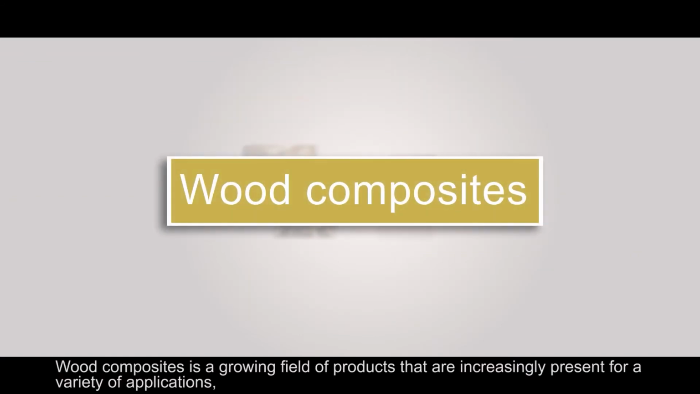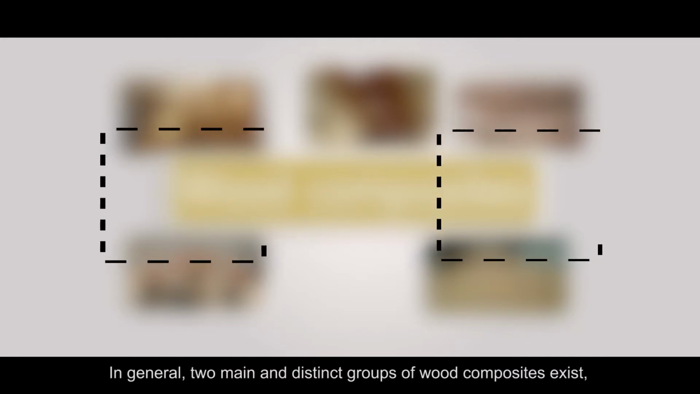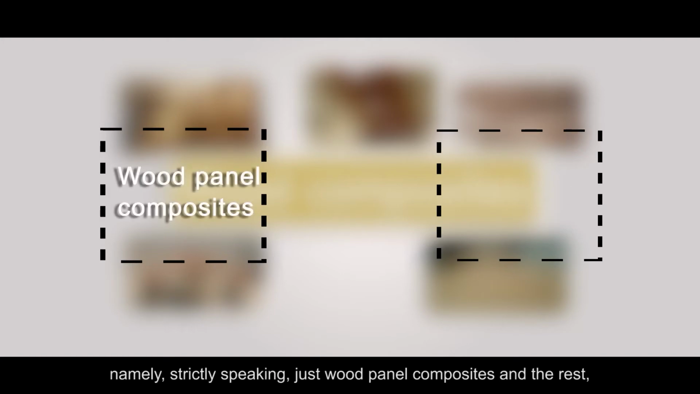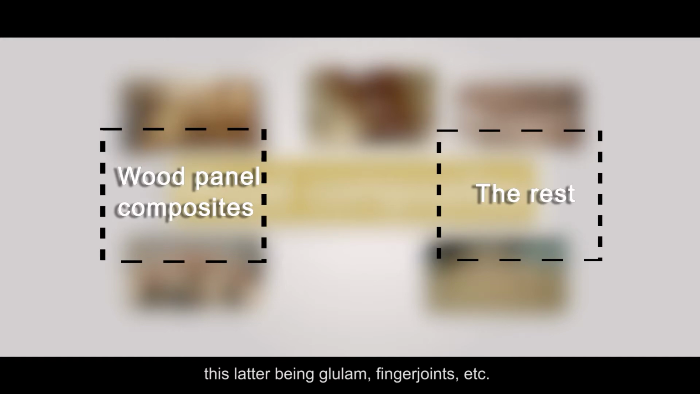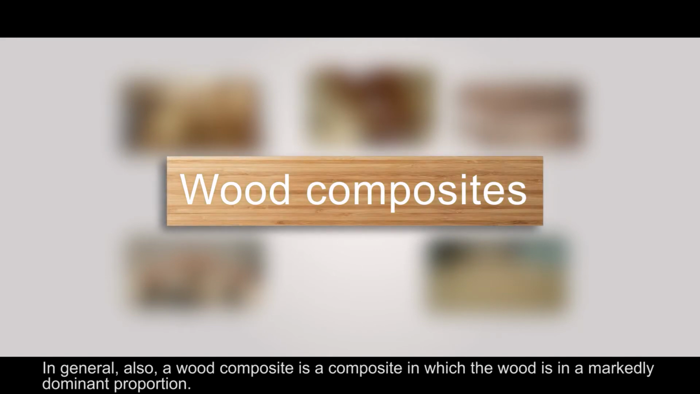Wood composites is a growing field of products that are increasingly present for a variety of applications, with an undiminished upward trend now for very many decades. In general, two main and distinct groups of wood composites exist, namely, strictly speaking, just wood panel composites and the rest, this latter being glulam, finger joints, etc. In general also, a wood composite is a composite in which the wood is in a markedly dominant proportion.